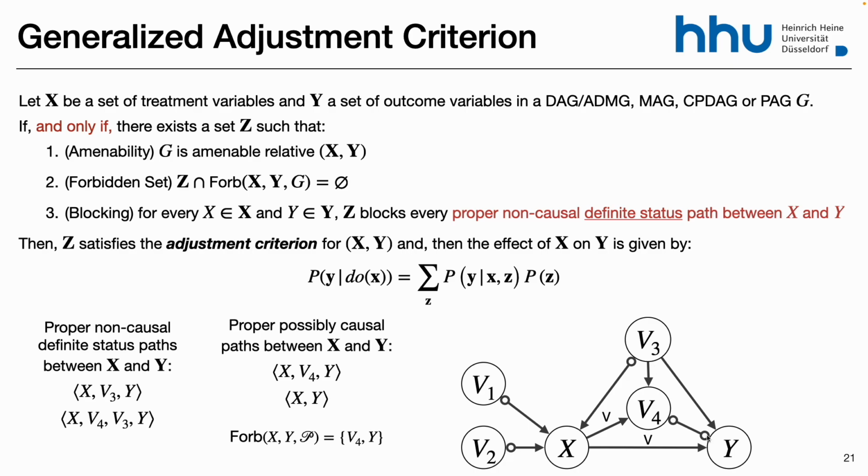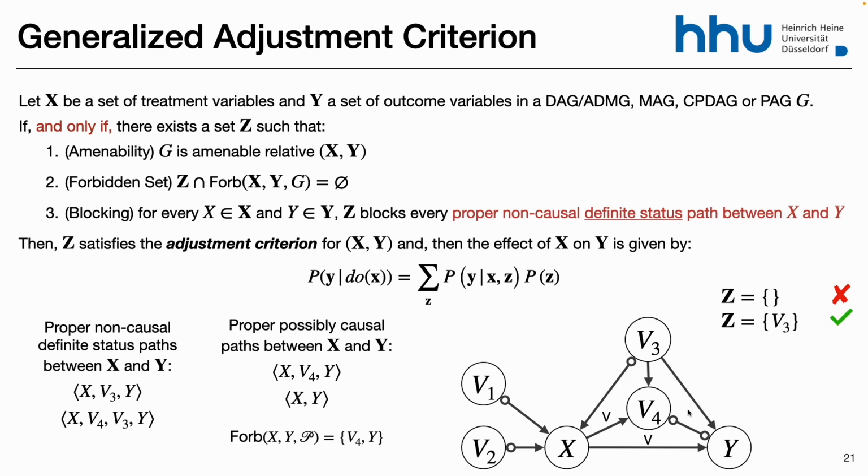X, V3, and Y is of definite status. Why? It's a definite non-collider, yes, because it has a tail here. X, V4, V3, and Y: it's a definite collider and a definite non-collider. Yes, so everything is defined, so it's a definite status. These two paths both have to be blocked by a set Z that doesn't contain V4 and Y. Can you tell me which variable this is? Just V3. With V3, we block this, and the other one is fine, right? So the empty set doesn't work, V3 works.